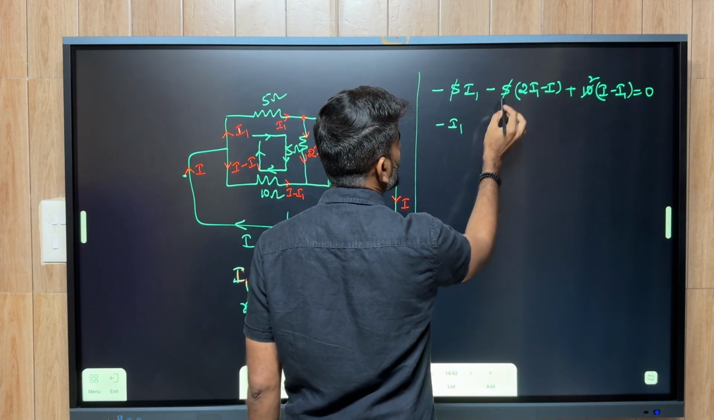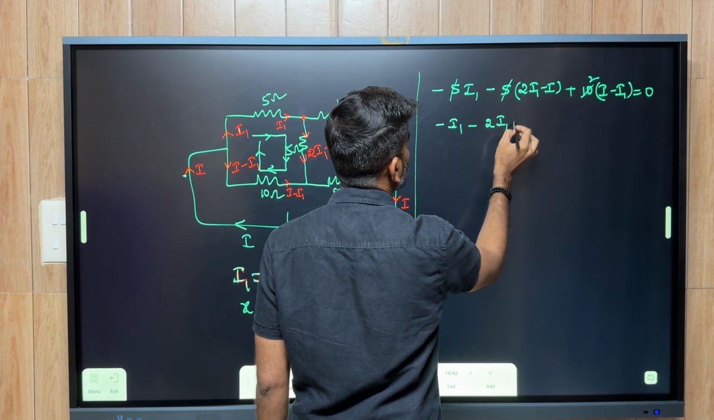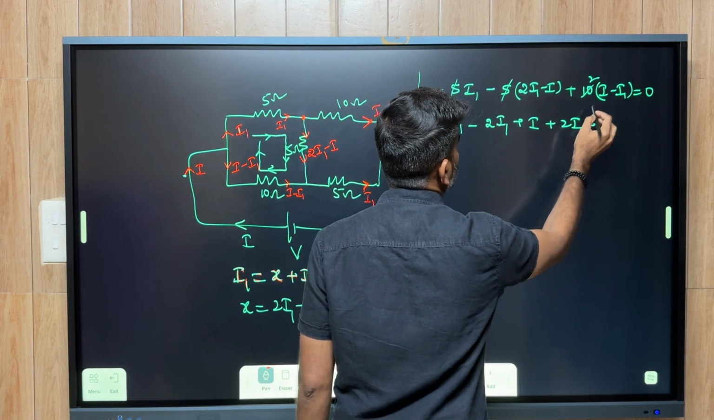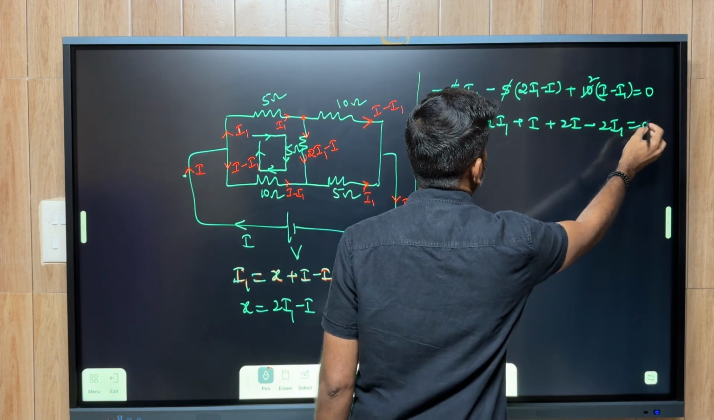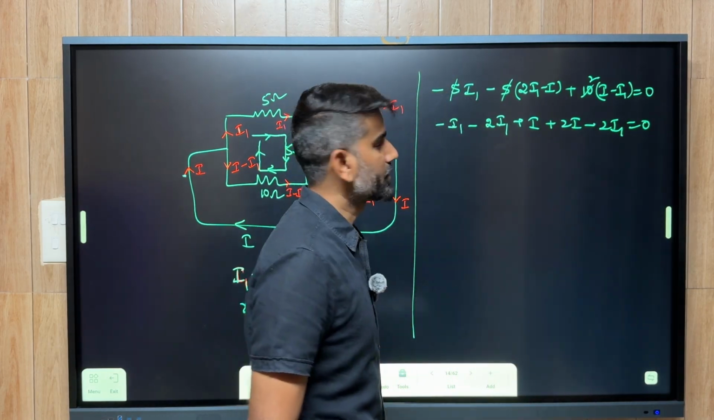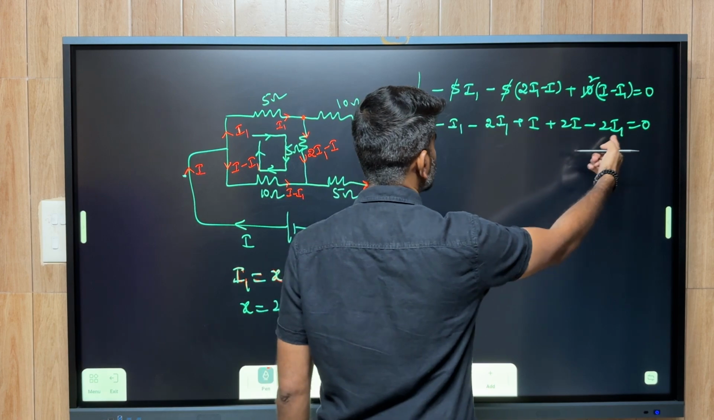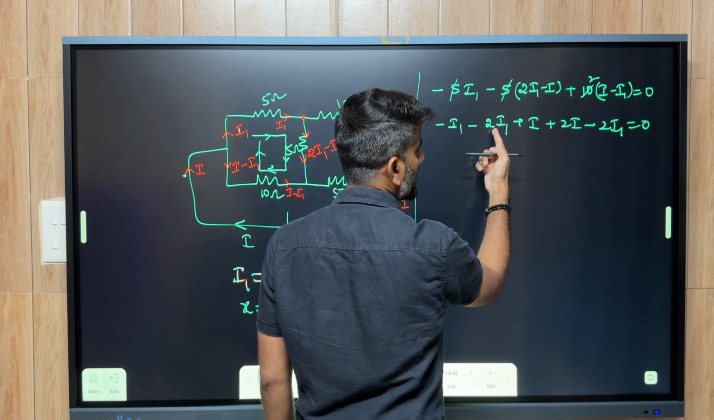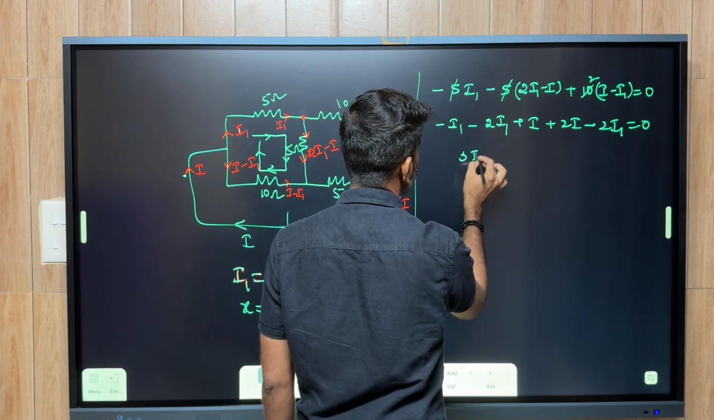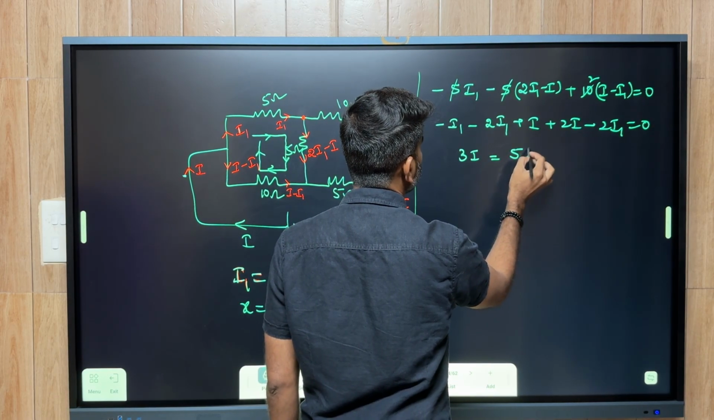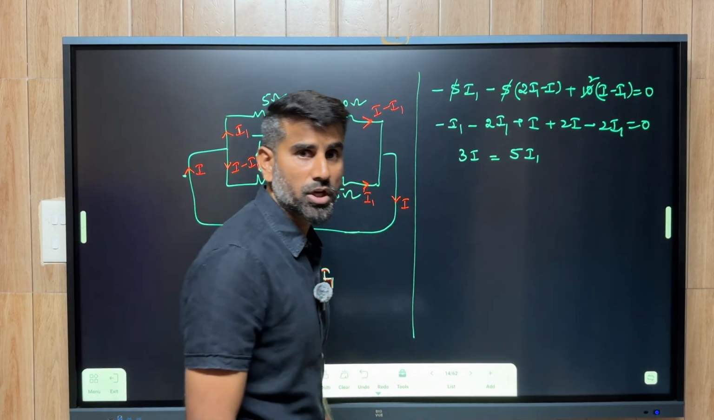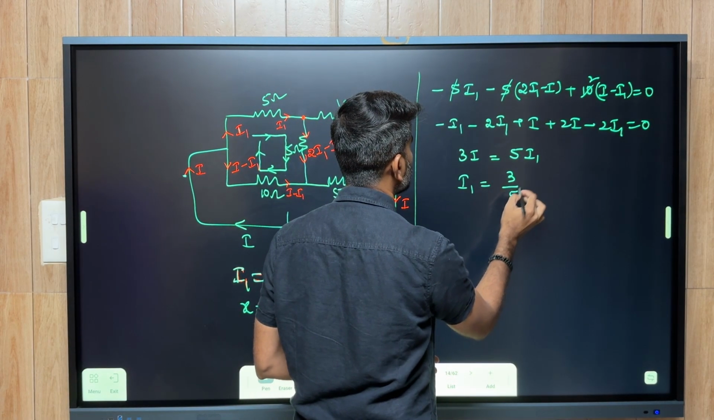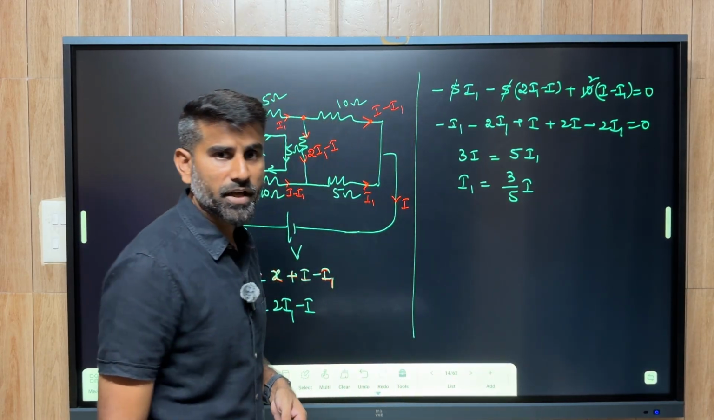This is minus I1, minus 2I1, plus I; here it is plus 2I minus 2I1 is equal to 0. We have I1s and I's. If I add it up, minus 2I1 minus I1 is minus 3I1, minus 5I1. So 3I is equal to 5I1, and here I1 is equal to 3 by 5 I.